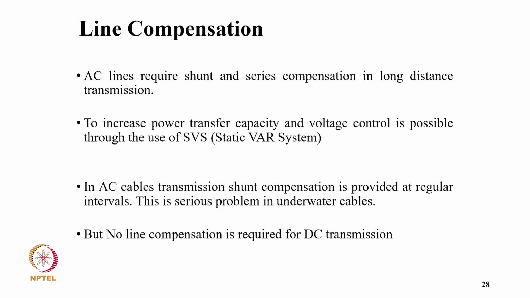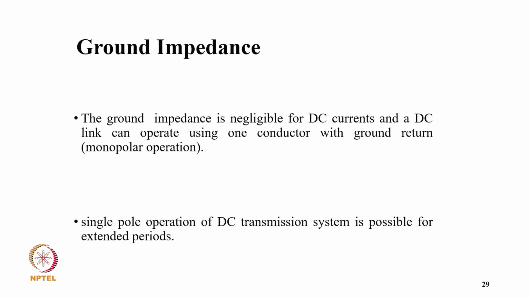So now coming to line compensation. An AC line requires a certain shunt and series compensation in long distance transmission to increase power transfer capacity, and voltage control is possible through the use of a static VAR compensator. In AC cable transmission, shunt compensation is required at regular intervals. This is a serious problem in underwater cables. But no line compensation is required in the case of DC transmission.